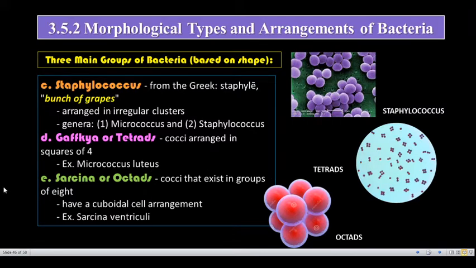Okay, so next you have the Sarcina, or the octads, coming from the name octads, meaning 8, no? So, it's like you just doubled the tetrads class. Okay, cocci that exist in groups of 8, they have a cuboidal cell arrangement. Like a cube. Okay? So, you can see here, it is a cube. An example for this is Sarcina ventriculi. Now, your Sarcina ventriculi is found either in the skin or the large intestine.